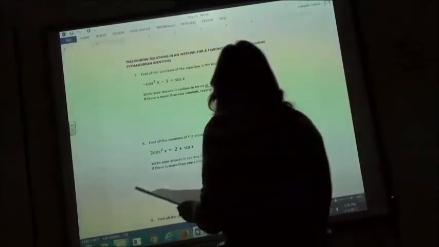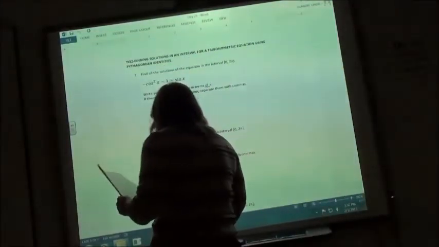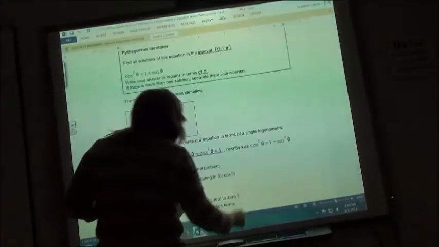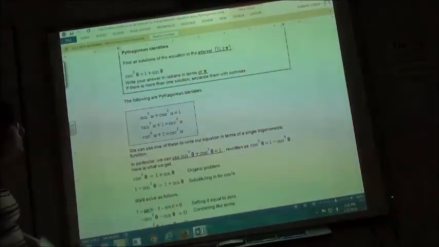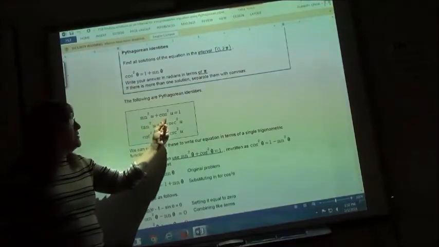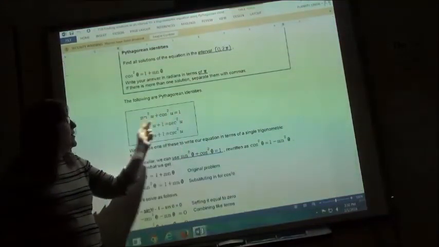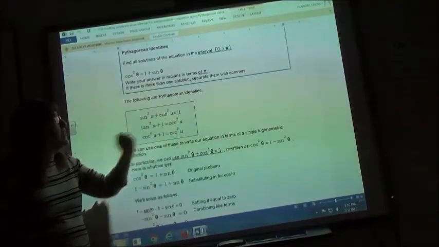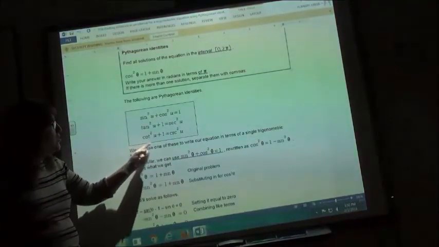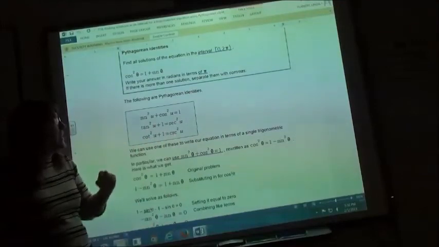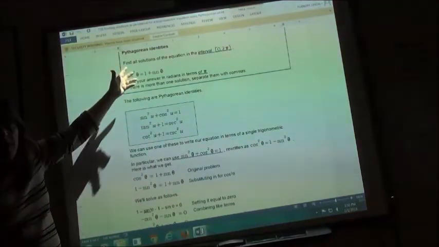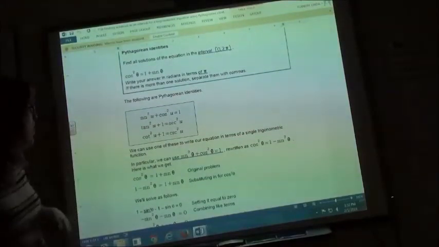Numbers 7, 8, and 9 say find the solutions in an interval for a trigonometric equation using your Pythagorean identities. So you might want to have your Pythagorean identities handy. Sine squared plus cosine squared equals 1. That's the most common one we use. Tangent squared plus 1 is equal to secant squared. Cotangent squared plus 1 equals cosecant squared. Those identities we're going to use and substitute in order to solve our equation.